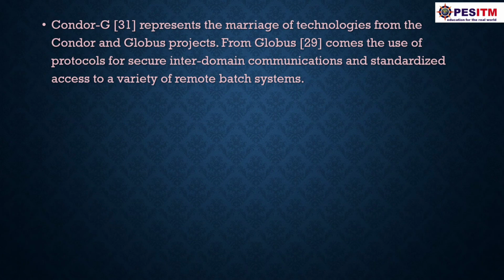Condor-G represents the marriage of technologies from the Condor and the Globus projects. From Globus comes the use of protocols for secure inter-domain communications and standardized access to a variety of remote batch systems. From Condor comes the user concerns of job submission, job allocation, error recovery, and creation of a friendly execution environment. The result is a tool that binds resources spread across many systems into a personal high-throughput computing system.